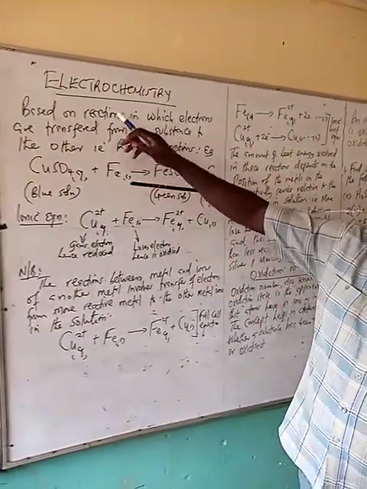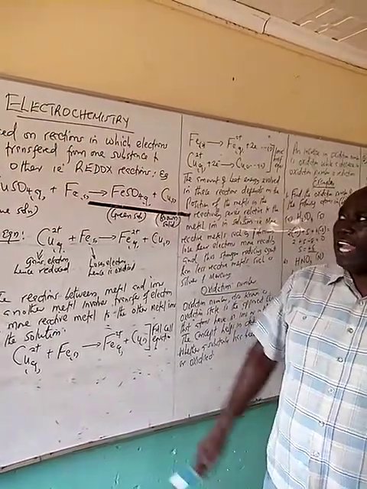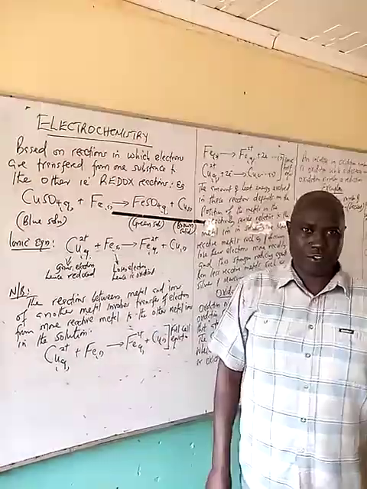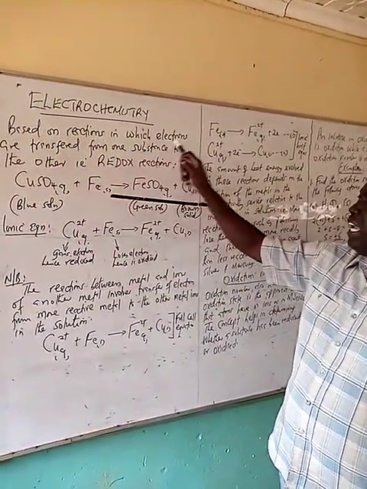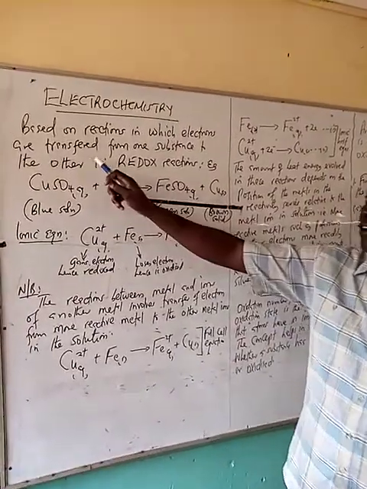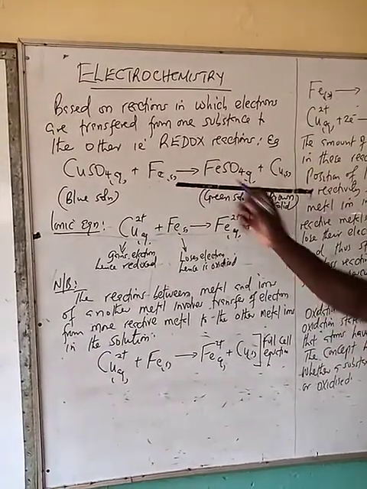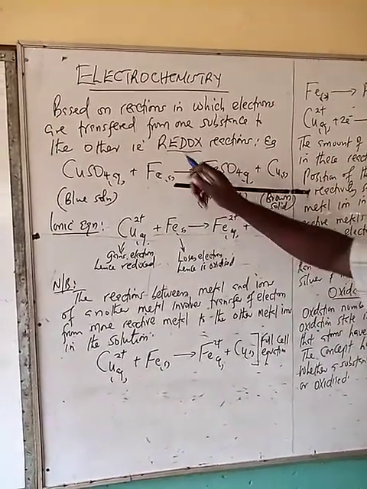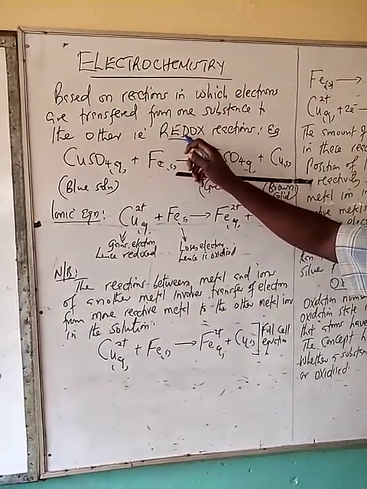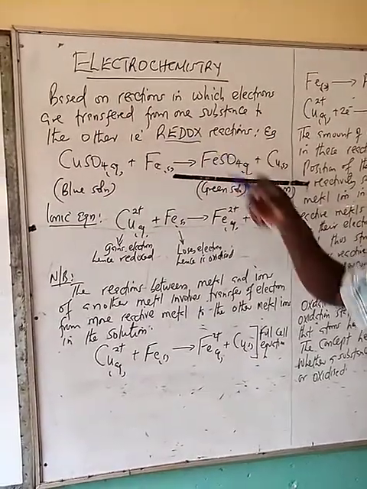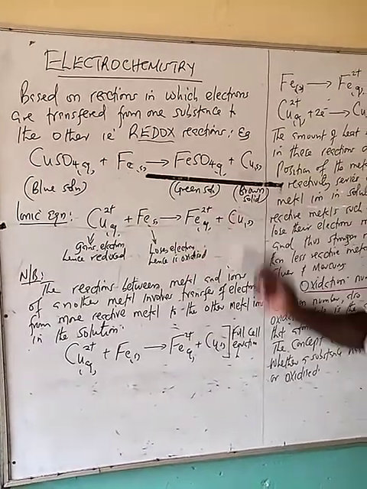So we have got two terminologies there, electro and chemistry. Electro comes from the word electrons. So it is based on reactions in which electrons are transferred from one substance to the other, that is redox reactions. You know, RED is for the word reduction, and OX from the word oxidation. So it's a reaction in which electrons are transferred from one substance to the other.